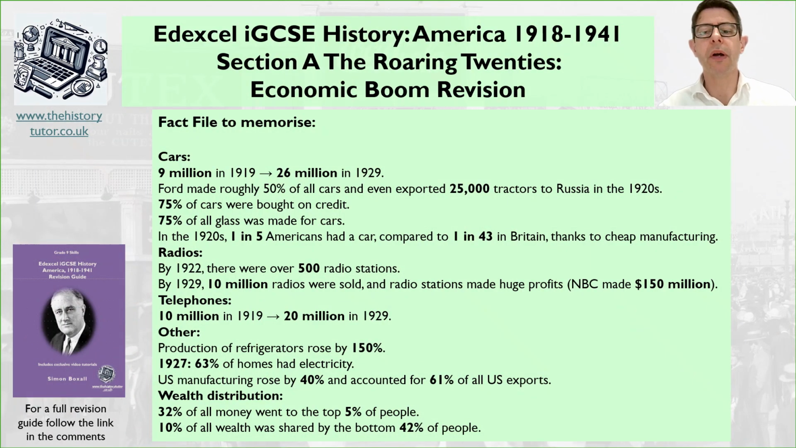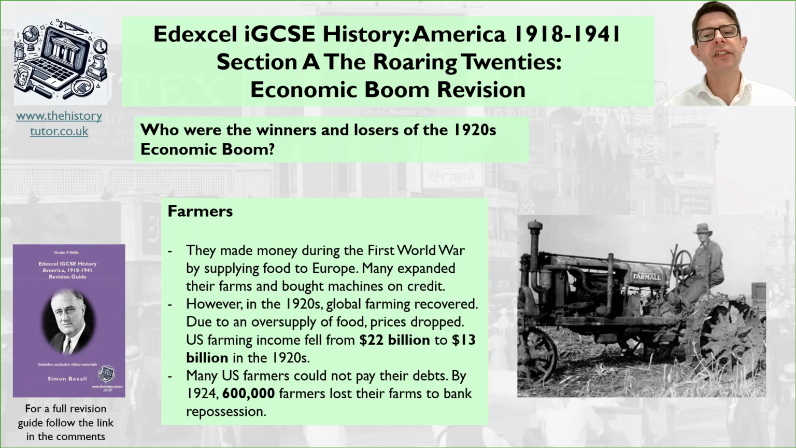However, you could talk about wealth distribution being very uneven. The richest people had most of the wealth. That takes us on to the winners and losers. Farmers are one of the big groups to consider here. They'd made money out of the First World War by supplying food to Europe. Many expanded their farms and bought machines on credit. But in the 1920s, as global farming recovered, there was an oversupply of food and prices dropped. US farming income dropped from $22 billion to $13 billion in the 1920s.